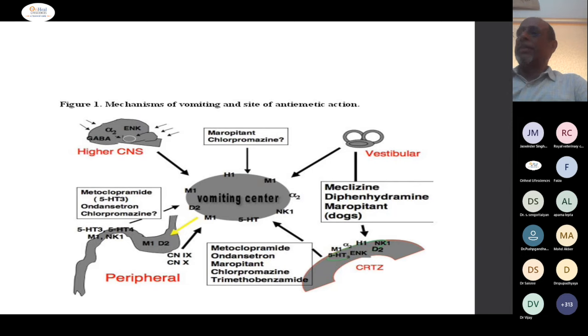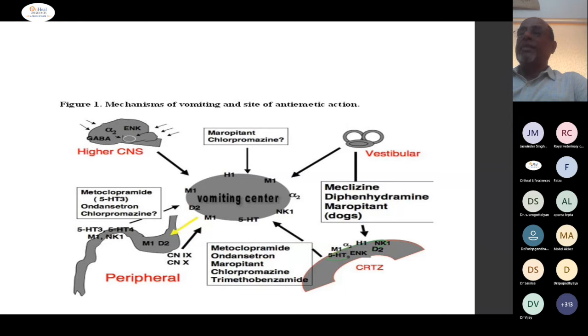The CRTZ is a higher center which reacts to all toxins, uremic toxins, like CKD or pyometra, endotoxemic shock. All these things will stimulate the CRTZ and the animal can vomit. There are peripheral centers in the stomach and intestines called stretch receptors. When they are stimulated, the animal will vomit. So you should know which center is responsible for vomiting, whether it is the CRTZ, a peripheral center or higher center, or it can be a psychological problem or a trauma. Accordingly, you select the anti-emetic which suits the problem.